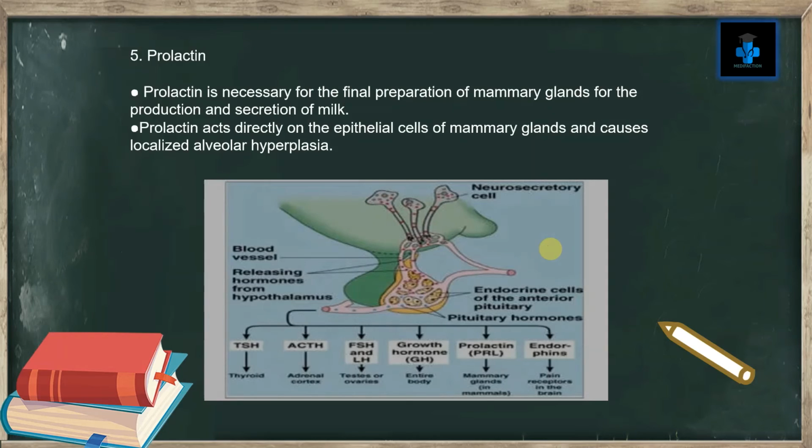Number 5 is prolactin. Prolactin is necessary for the final preparation of mammary glands for the production and secretion of milk. Prolactin acts directly on the epithelial cells of mammary glands and causes localized alveolar hyperplasia.